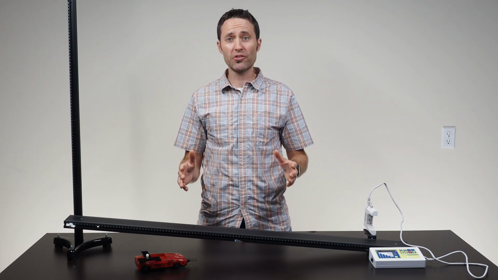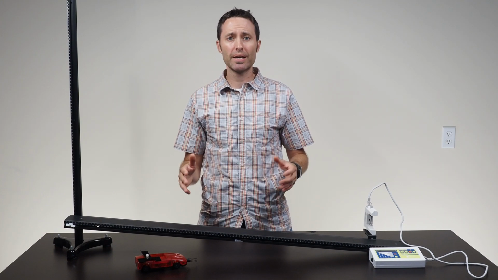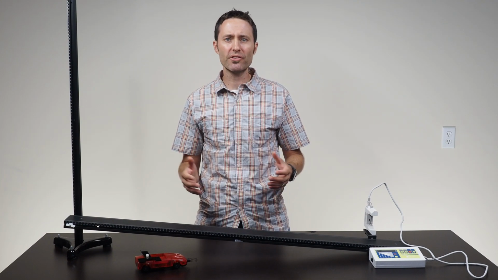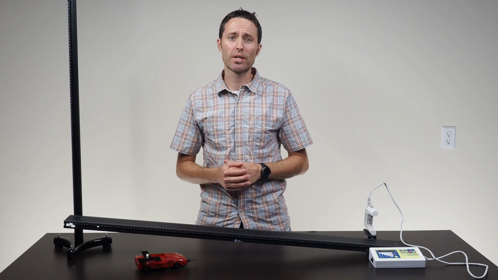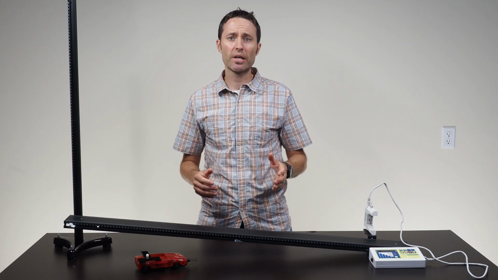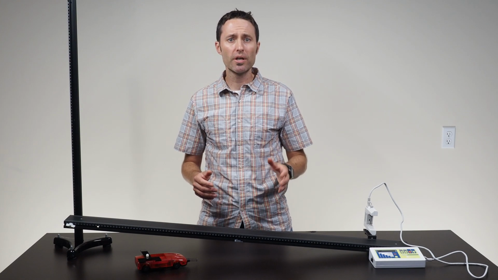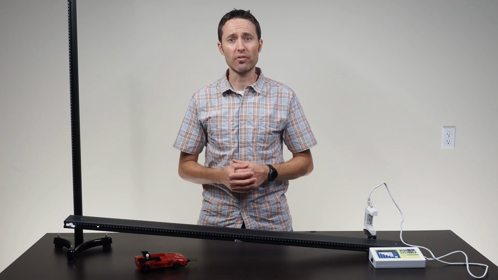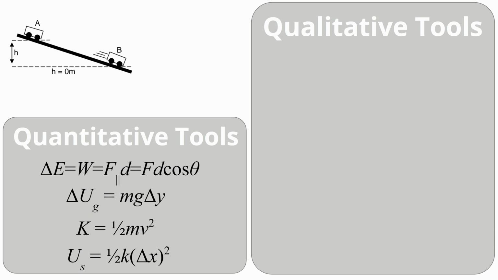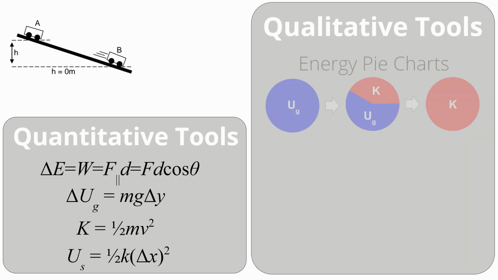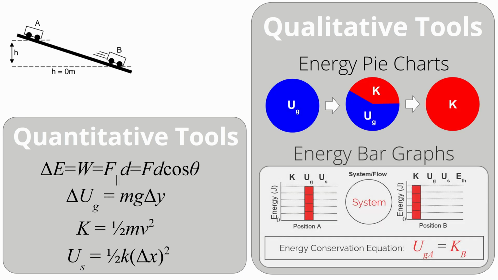In order for students to solve energy conservation problems, they need to be proficient with both qualitative and quantitative tools. Before jumping to equations, students first need to be able to identify where the energy is being stored before and after a certain event. Some qualitative tools which help students represent where energy is stored include energy pie charts or energy bar graphs. These qualitative representations can help students create an energy conservation equation for the given scenario.